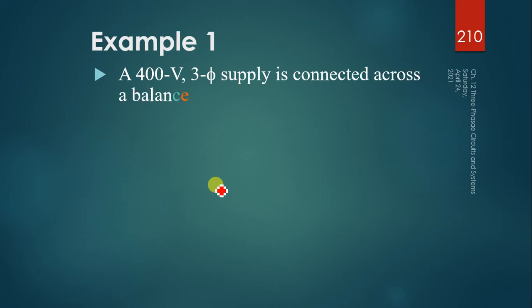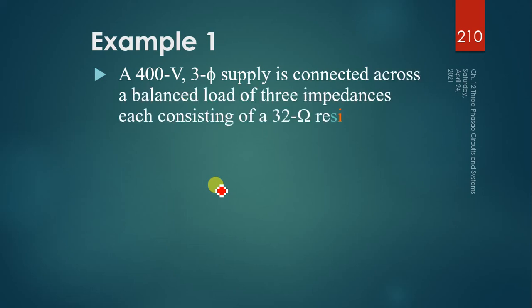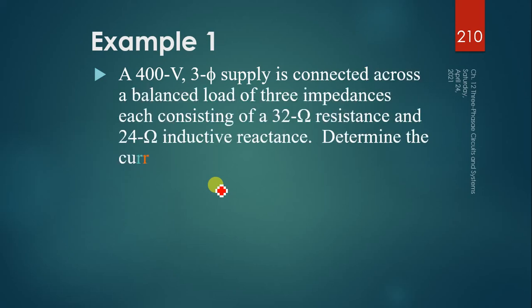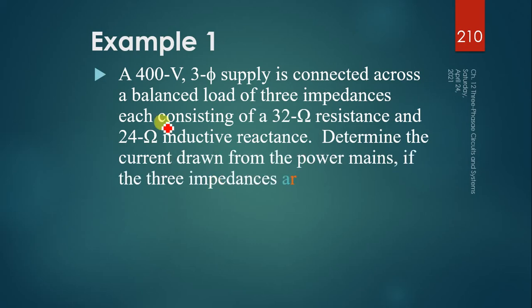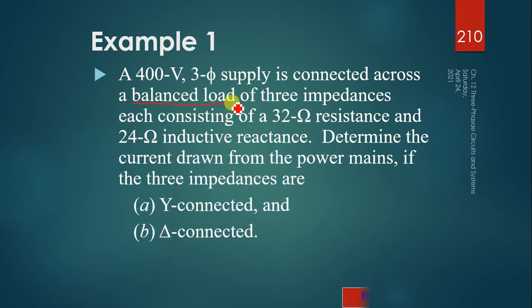A 400 volts three phase supply is connected across a balanced load. Keep this in mind, a balanced load. That means all impedances are equal: Z1 is equal to Z2 is equal to Z3. Okay. What is the kind of circuit they have taken? Both the connections we have to determine.